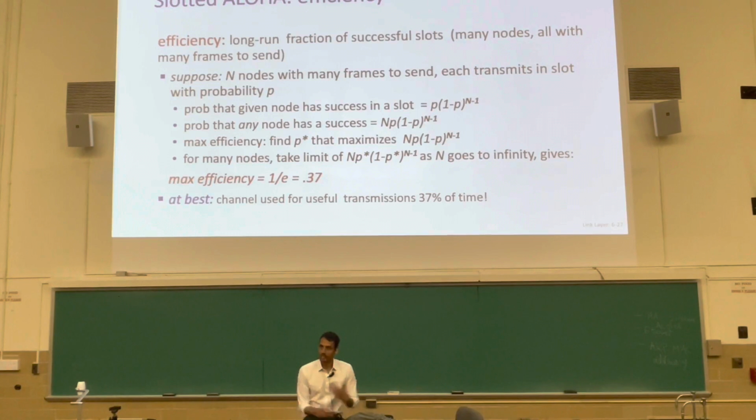As there's many, many, many nodes competing for slot access, then the limit of that expression, n P star times (1 minus P star) to the n minus 1, where P star is replaced with whatever value you got by maximizing this, that limit value goes to 1 over e. Okay?